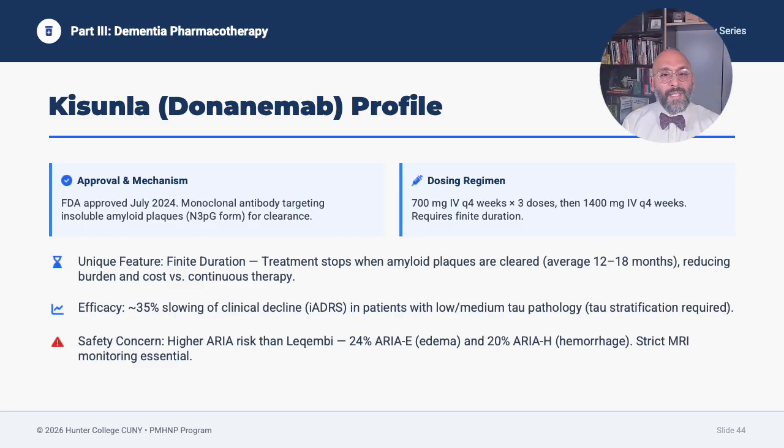In terms of efficacy, this showed about 35% slowing of clinical decline, but only in patients with low to intermediate tau burden, and this makes tau stratification essential before initiation. The trade-off is this has a higher ARIA risk than lecanemab, so 24% ARIA with this. So strict MRI surveillance is essential. The bottom line is this offers greater slowing and finite treatment, but at a cost of a higher ARIA, so it's a more risky drug.